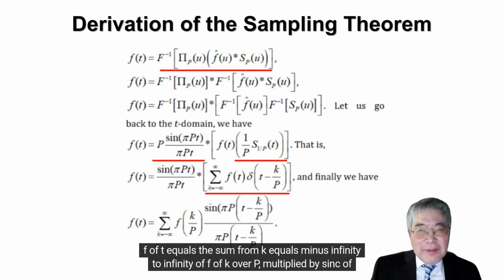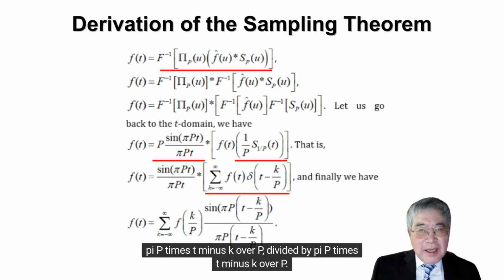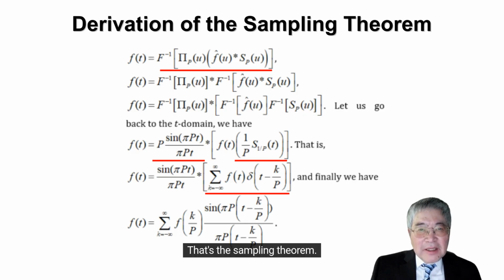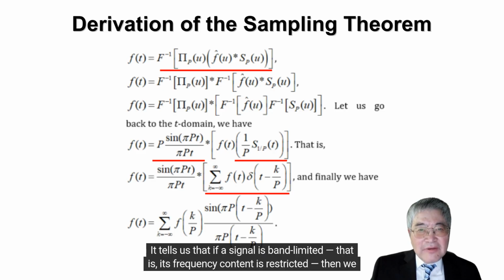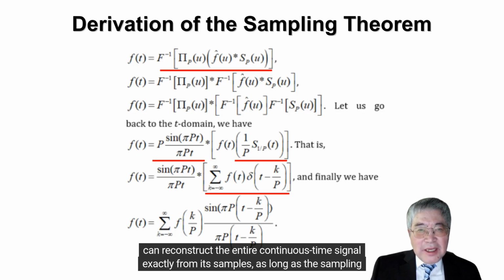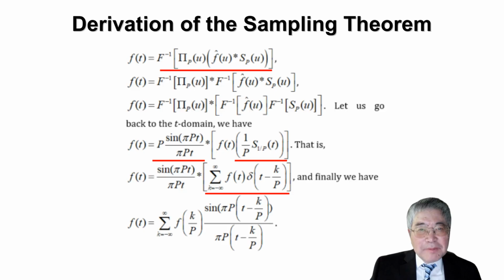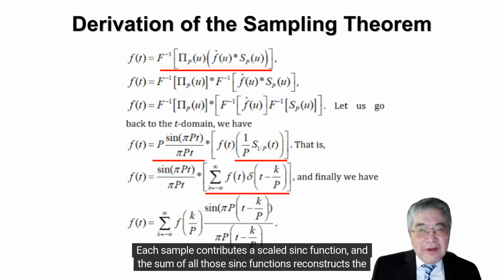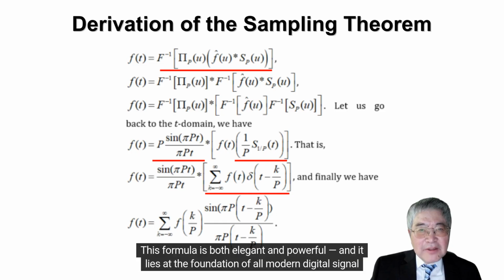f of t equals the sum from k equals minus infinity to infinity of f of k over p, multiplied by sinc of pi p times t minus k over p, divided by pi p times t minus k over p. That's the sampling theorem. It tells us that if a signal is band limited, that is, its frequency content is restricted, then we can reconstruct the entire continuous time signal exactly from its samples as long as the sampling rate is high enough. Each sample contributes a scaled sinc function, and the sum of all those sinc functions reconstructs the original signal. This formula is both elegant and powerful, and it lies at the foundation of all modern digital signal processing.